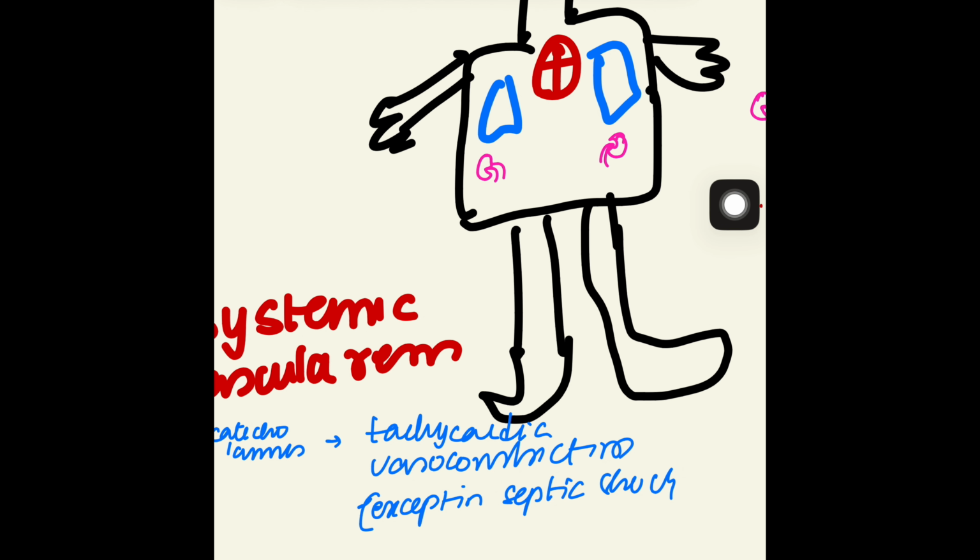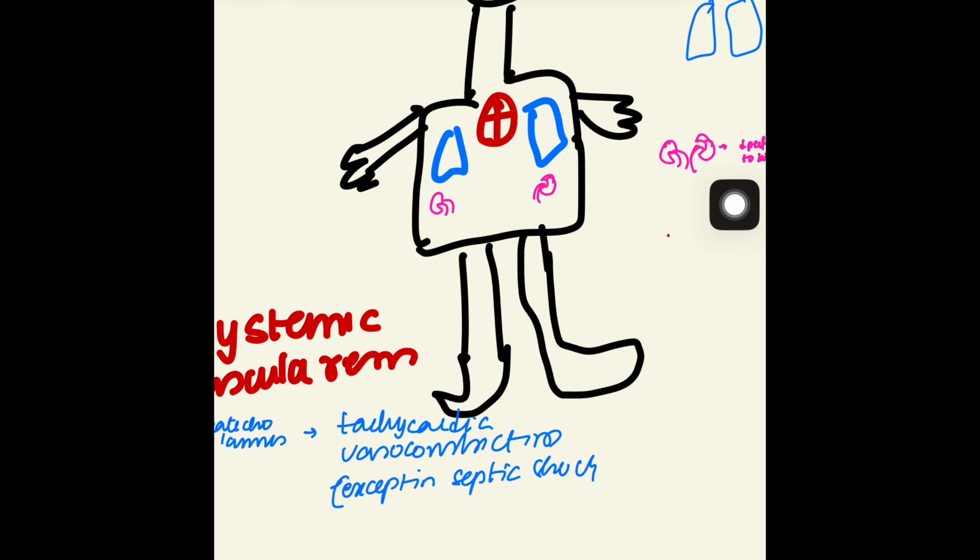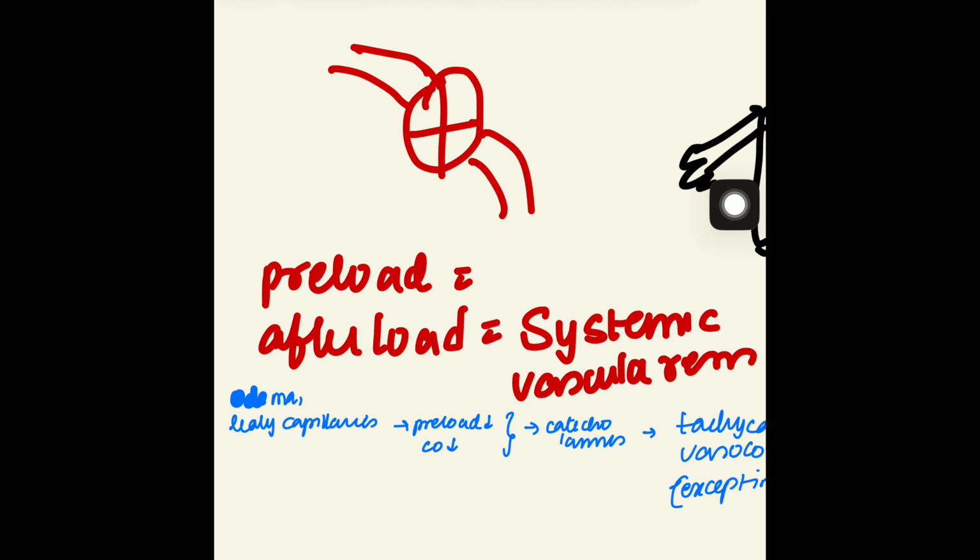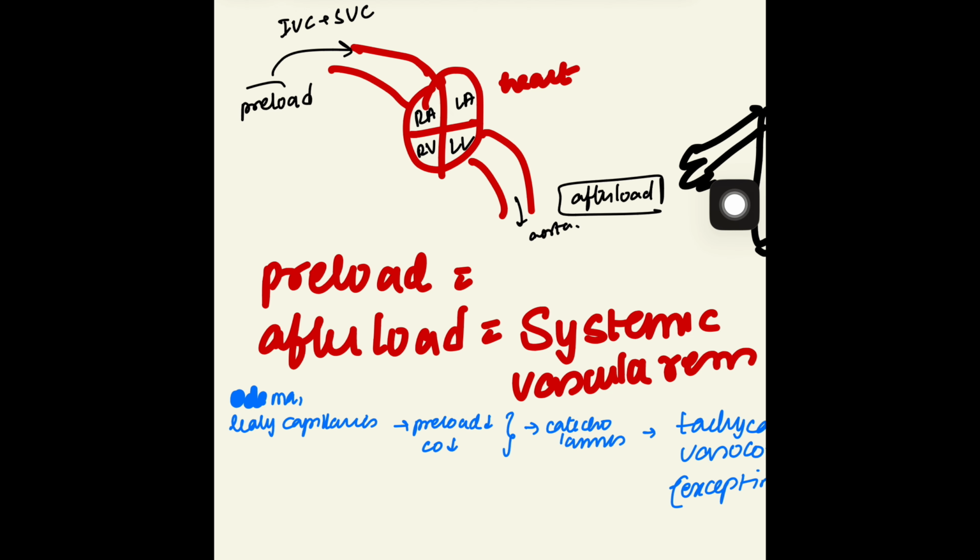Forgive my crazy diagrams. Okay, this is your heart. Imagine this is your heart. So how does the heart function? This is the right atrium, right ventricle, left atrium, and left ventricle. This is the IVC and your superior vena cava, which bring blood to the heart, and this is your aorta. So whatever comes in is called preload and this is called afterload. Preload and afterload. Afterload is nothing but your cardiac output.